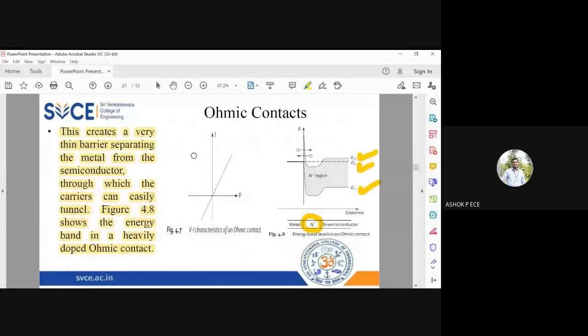So this is all about the ohmic contacts that we are seeing. An ohmic contact is a special type of metal semiconductor junction. Any queries you have regarding ohmic contact, I am going to pause here for a few seconds.